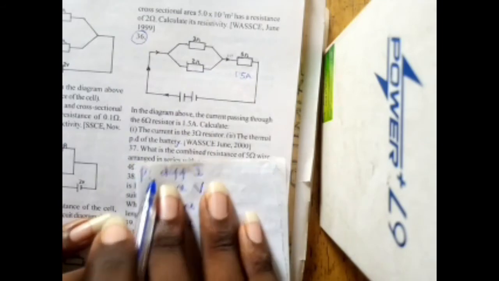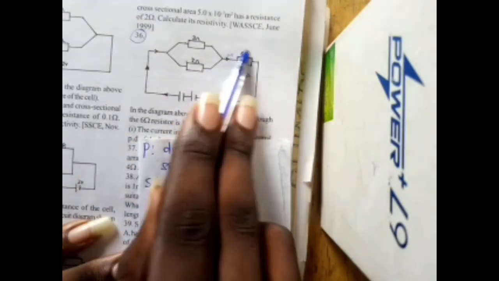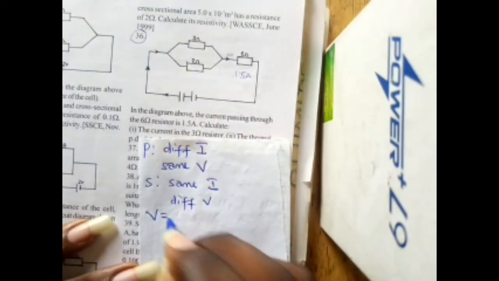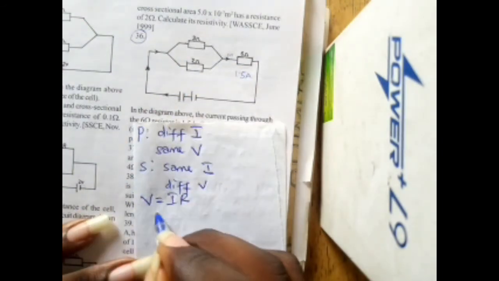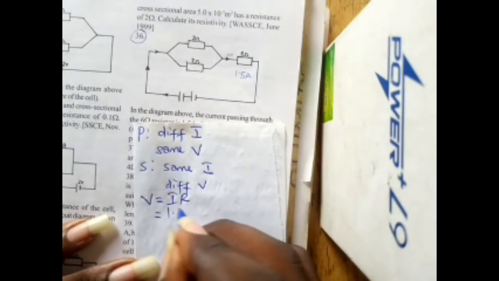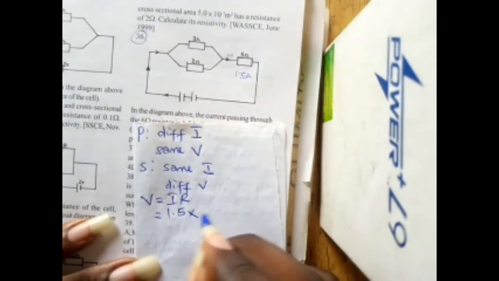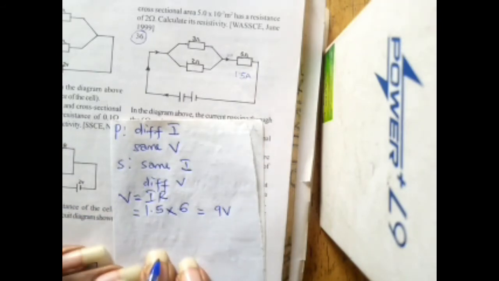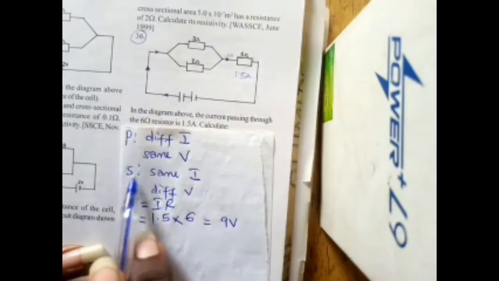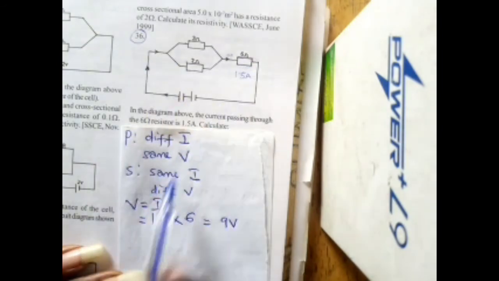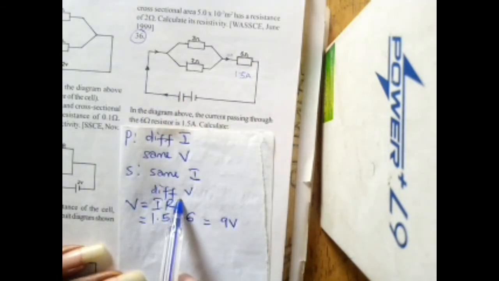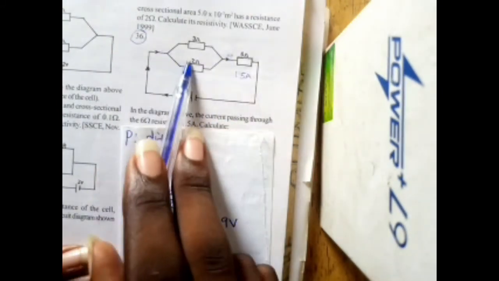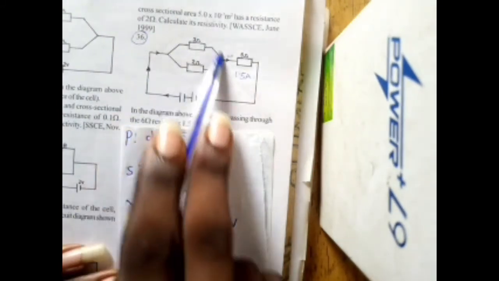So first I want to find the voltage of this resistor. The voltage of this resistor, V equals IR, equals the current flowing there, which is 1.5. The resistor is a 6 ohm resistor. So that gives me 9 volts. Now, since for a series connection, you have the same current but different voltages, it means the voltage here is different from the voltage here. So I need to find the voltage here separately.